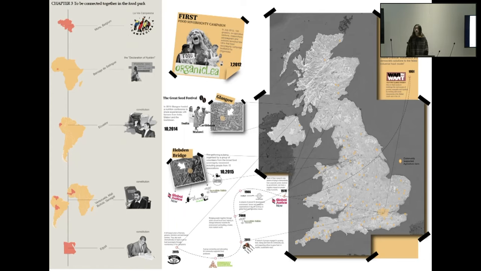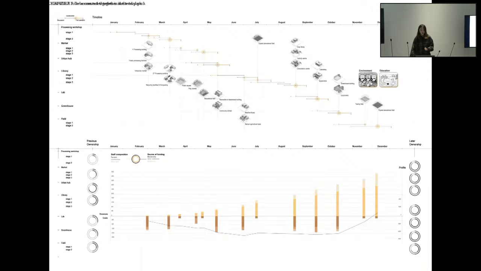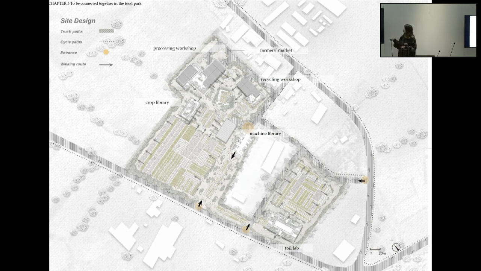So what we found gave us some ideas about the food park. Previously we cared about the struggles that small farmers have faced, so we researched the development of the food sovereignty movement in the UK and investigated a lot of organizations that protect small farmers and their food sovereignty. And combined with our experience in the food park, we came up with the idea of a cooperative farmer-led food park. And according to this calendar, we start from a processing workshop and finally grow to have a farmers' market, a recycling workshop, machinery library, crop library, soil lab, and some fields.